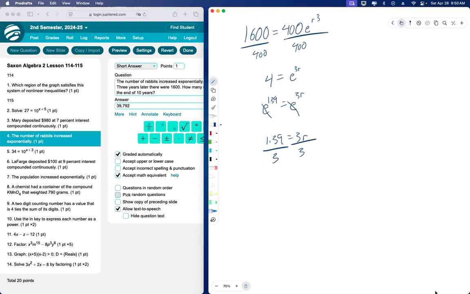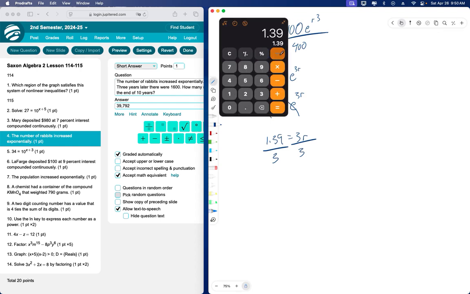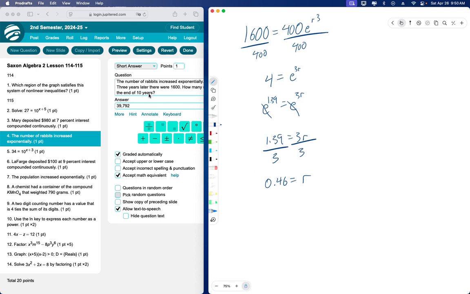Divide both sides by 3. 1.39 divided by 3, my rate is 0.46. Okay, so now I've got to figure out 10 years. So we go back to the original equation. The amount in 10 years is equal to 400 times e, and the rate is 0.46, and that's 10 years. So that's going to be 400 e to the 4.6. This feels right.